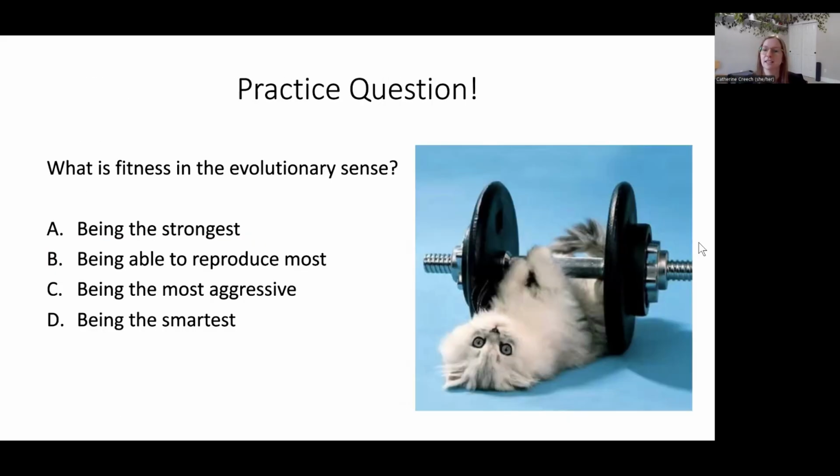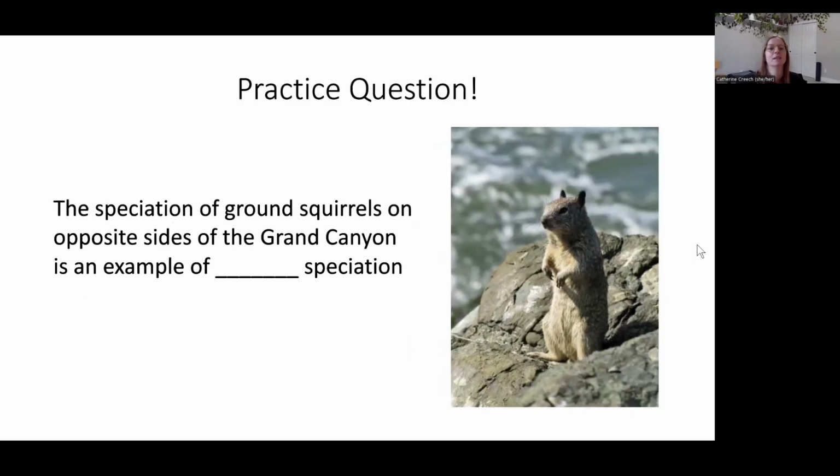What is fitness in an evolutionary sense? B, being the most able to reproduce. The speciation of ground squirrels on opposite sides of the Grand Canyon is an example of allopatric speciation. Allo being different, patric being location.